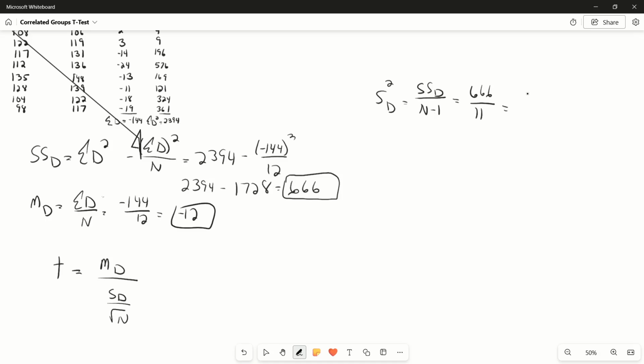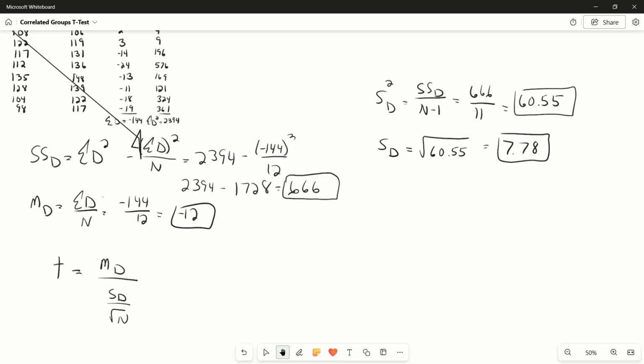And when we simplify, we get 60.55. That's our variance of the difference scores. We have to take the square root of that to get the standard deviation of the difference scores. The square root of 60.55 is 7.78. And now we can plug in here. So the mean of the difference scores is negative 12. The standard deviation is 7.78 divided by the square root of n, which is the square root of 12 here.